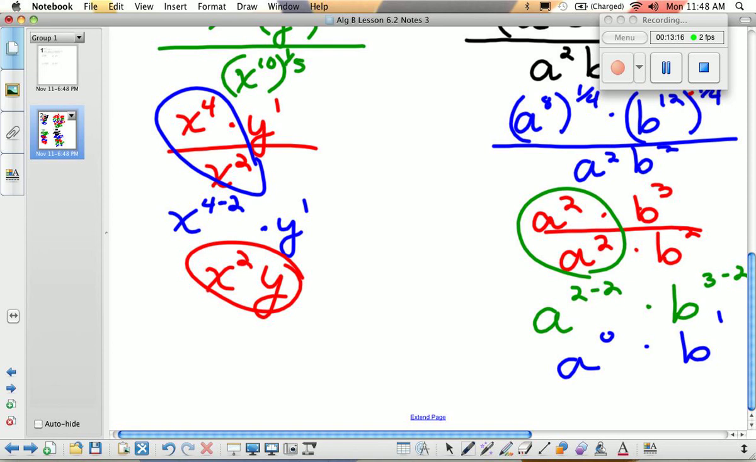Okay, let's clean this up. A to the 0 power is what? 1. Anything to the 0 power is 1. B to the first is b. It's 1 times b. We don't even need to put the 1 in front of it, do we? It's just b.